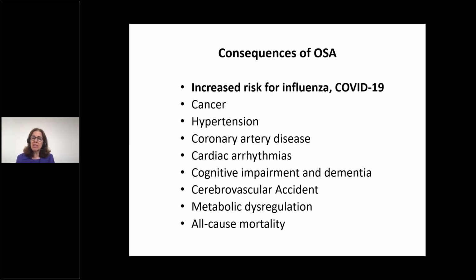People with chronic sleep apnea also have increased risk, particularly when it's not treated, of cancer, high blood pressure, coronary artery disease, arrhythmias, particularly atrial fibrillation, to the point that pretty much we test everybody with atrial fibrillation for sleep apnea. Cognitive impairment and dementia. Obstructive sleep apnea increases the risk not only for Alzheimer's disease, but also vascular dementia and all-cause dementia, increased risk for strokes, for metabolic disease, and for all-cause mortality.